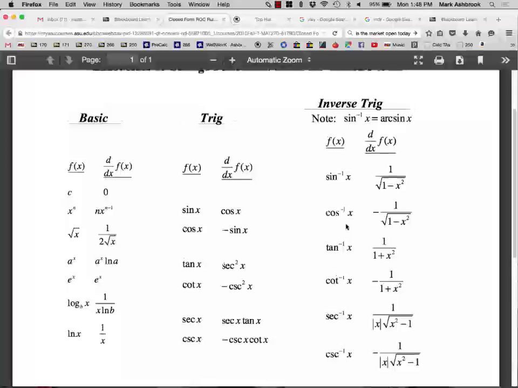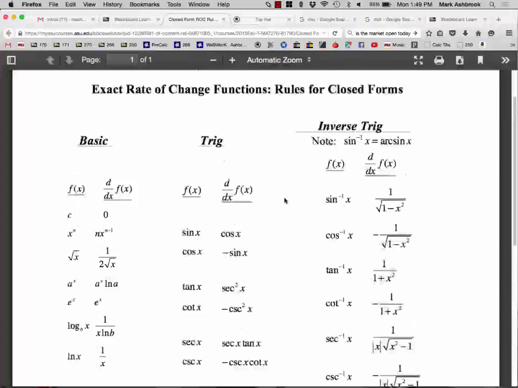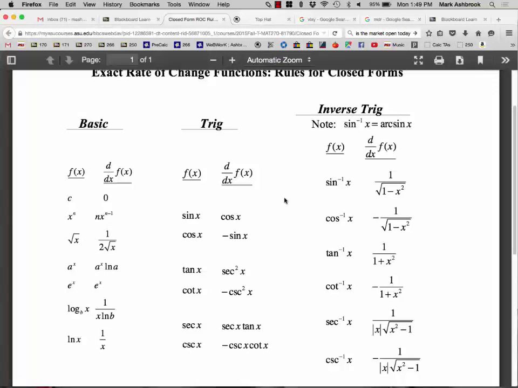This is what I handed out Friday. And then at the bottom, now I have the general rules: the constant multiple rule, chain rule, product rule, and quotient rule. This is everything you need to know. Now we just have to learn how to use them in combination. So that is there for your reference.